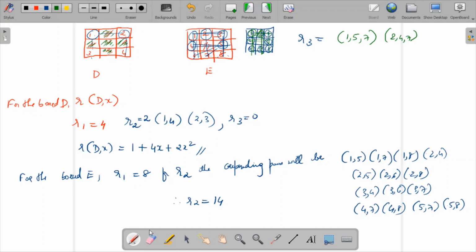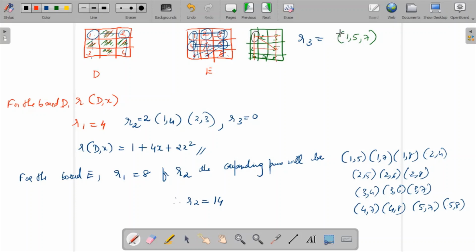Sorry, wait a minute, I'll make it a bigger one. 1, 2, 3, 4, 5, 6, 7, 8. So we did the combination of 1. When I did 1, this and this were not considered, so I combined with 5. When I combined with 5, this again is not considered, so left out is only 7. So 1, 5, 7.